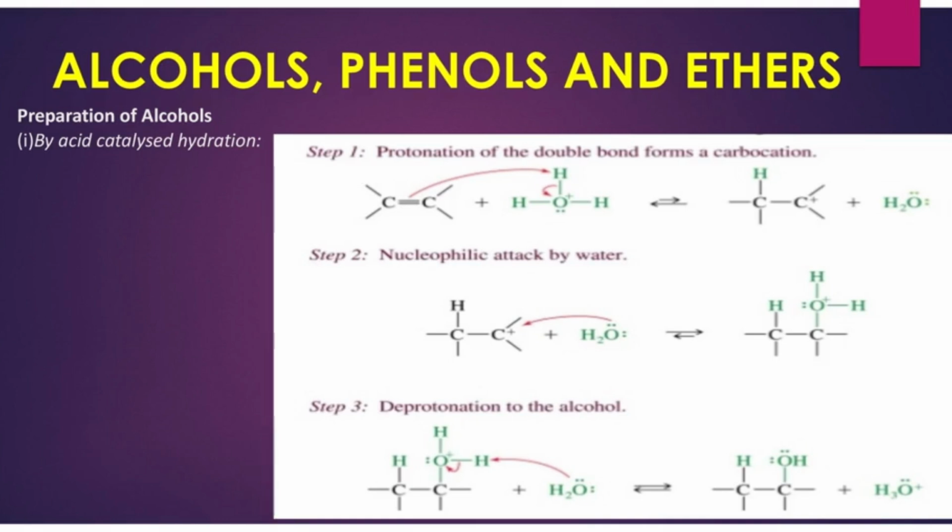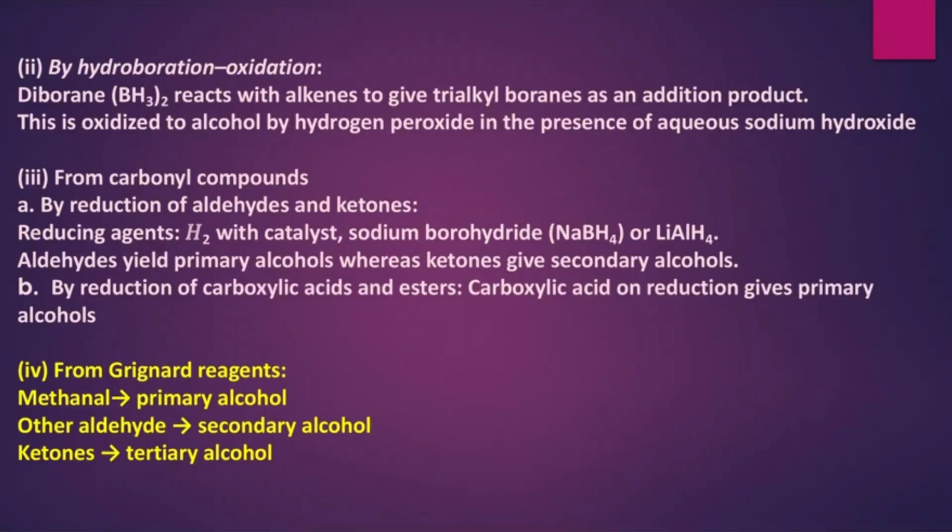Then the next one is hydroboration oxidation. And the third one is from carbonyl compounds. From aldehydes and ketones, by reduction, we can prepare alcohols. Aldehydes give primary alcohol and ketones will give secondary alcohol. Then from carboxylic acid esters also we can prepare alcohols, especially primary alcohols.